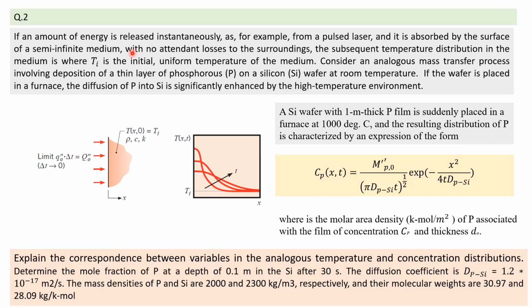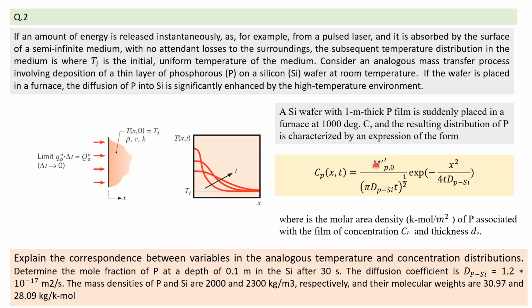Okay, so the question is, a silicon wafer with 1 µm thickness, it's actually micrometer. Please note, it's not 1 meter, it's micrometer thick. Phosphorus film is suddenly placed in a furnace at 1000 degrees centigrade. And the resulting distribution of P is characterized by an expression of the form C_P(x,t) equals M_P0. So what is that P? P just means the concentration. So it is mentioning that the distribution of concentration is denoted by this expression.